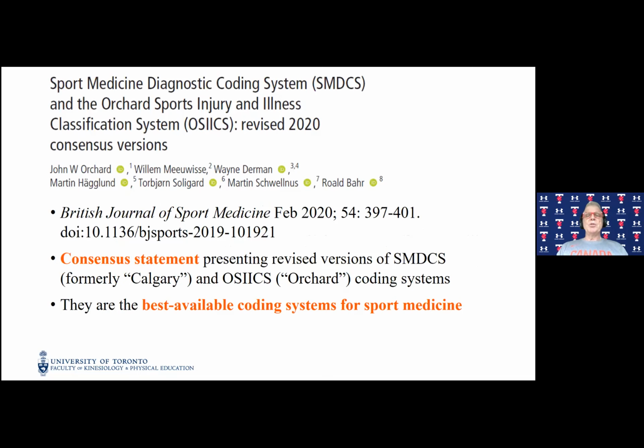The Calgary and Orchard systems, which have been the two most widely used coding systems in sport medicine, have recently been revised, and a consensus statement sponsored by the International Olympic Committee Medical Commission was published in the British Journal of Sport Medicine in February 2020. So Winnie Moise from Calgary and John Orchard, I think he's from Australia, are some of the original authors of the Calgary and Orchard systems, obviously. They've harmonized them a bit. They're not fully harmonized.